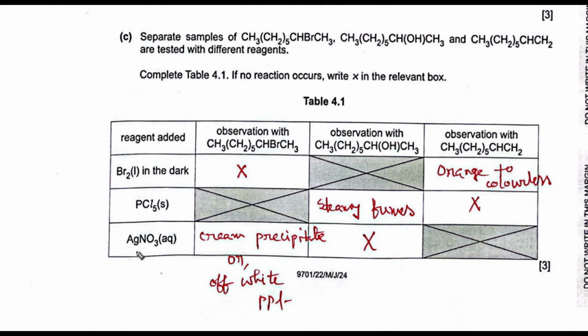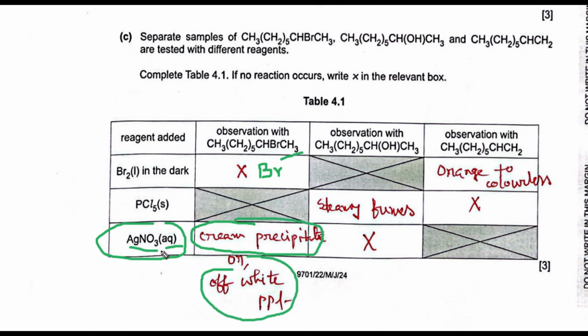Now silver nitrate. Aqueous silver nitrate reacts with the bromide ion. If you add aqueous silver nitrate, silver bromide, a cream precipitate, will form, or you can write off-white precipitate. Silver nitrate reacts with bromide ion to produce an off-white or cream precipitate, and alcohol does not react with silver nitrate, and also alkene does not react with silver nitrate, so both are crosses.